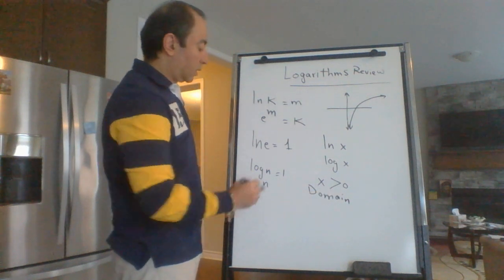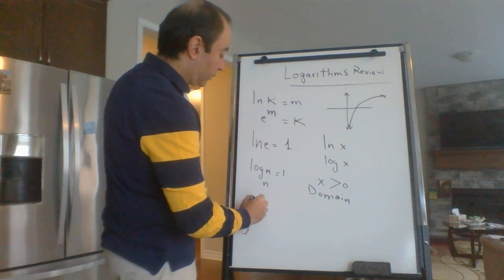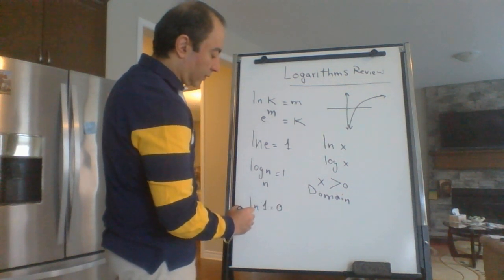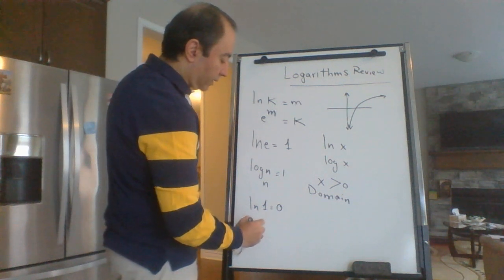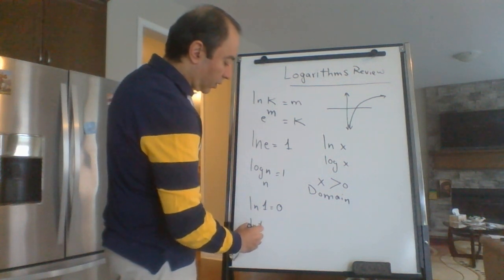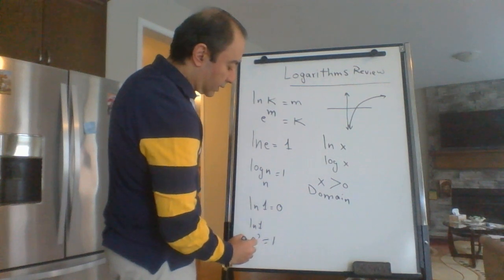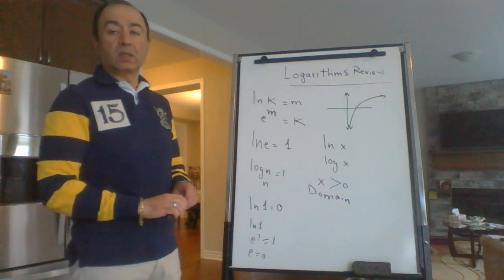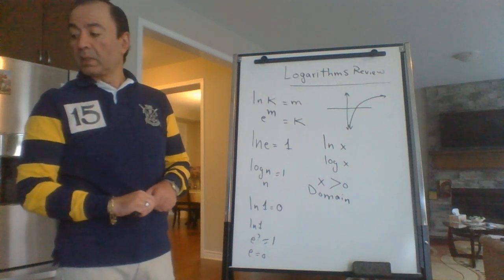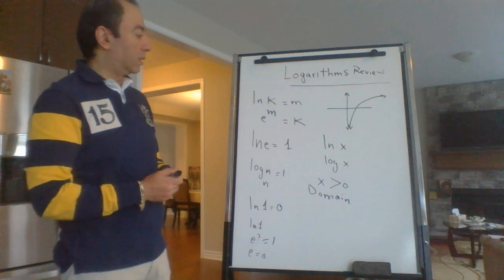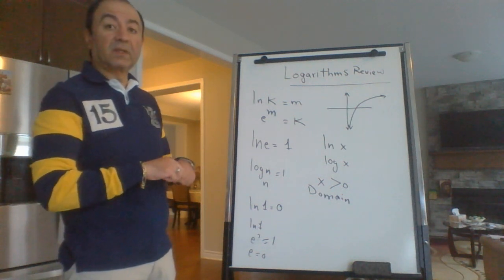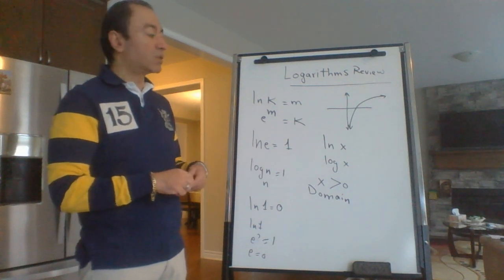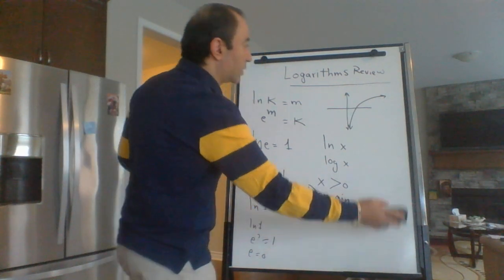Another thing I want to point out: log or ln of 1 equals 0, because if I want to find ln of 1, that means e to the power of what equals 1, and of course e to the power of 0. The same thing with log. Those are some things I want you to remember when we find the derivative of ln and log, because these rules will simplify things as we go.